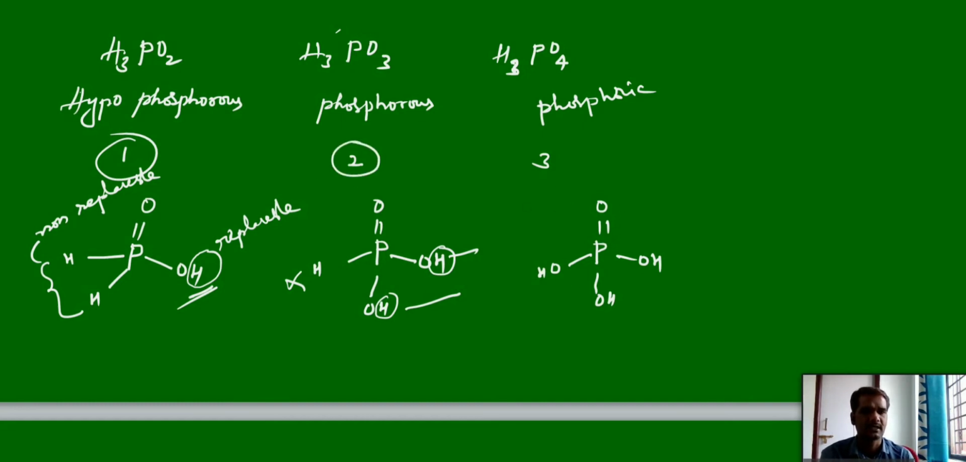Come to phosphoric acid, with 3 hydrogens. These 3 hydrogens can be replaced. Why? Because they are directly attached to the oxygen. So its basicity is 3. So don't think that because we have 3 hydrogens in each case, the basicity is equal to 3. That is not correct. The structure is important, and the bonding of the hydrogen is important. Understood? This is very, very important.